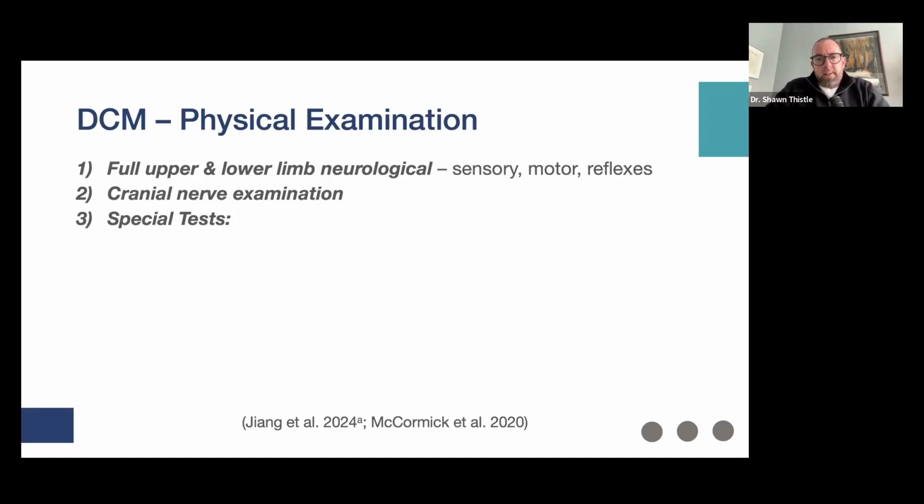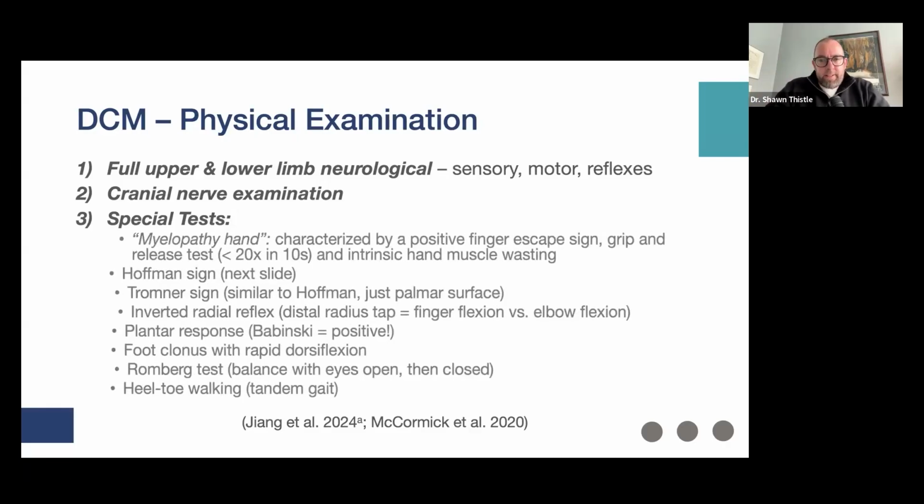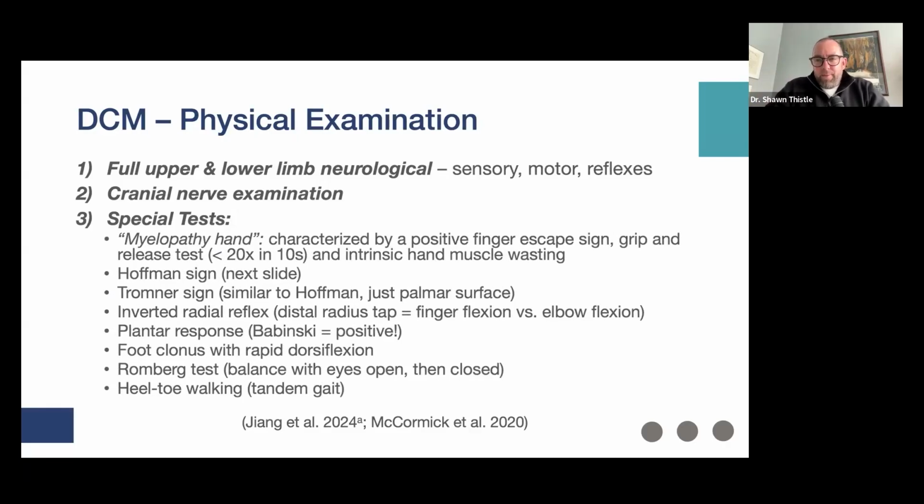Then we have all these special tests. And look, none of these are perfect at all. They haven't been tested from a parametric perspective very well for this condition in terms of sensitivity, specificity. However, they all kind of point to this same idea. And the idea is that the nervous system isn't working properly. And so myelopathy hand is one of the things you can look for. It's characterized by a positive finger escape sign, which means their fingers just kind of drifting a little bit, like it's just kind of going where the other fingers aren't. And a grip and release test.